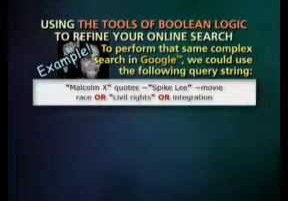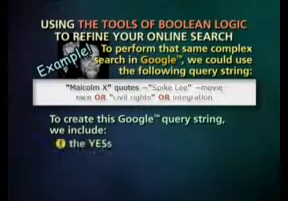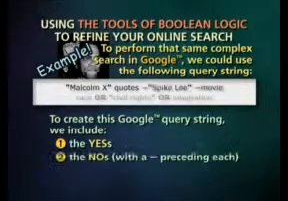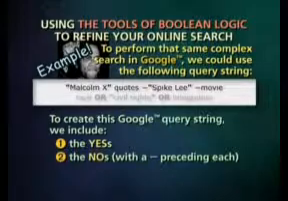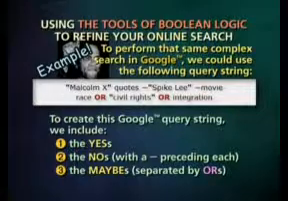Let's break that down so you understand what we've done here. To create this query string, we included first the yeses, then the no's with a minus sign preceding each no, and finally the maybes separated by or operators.